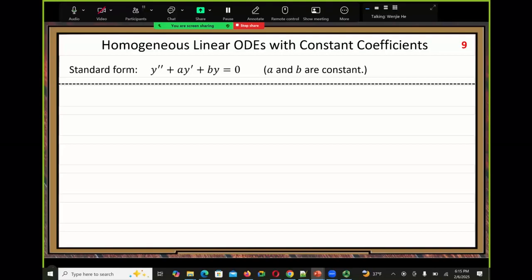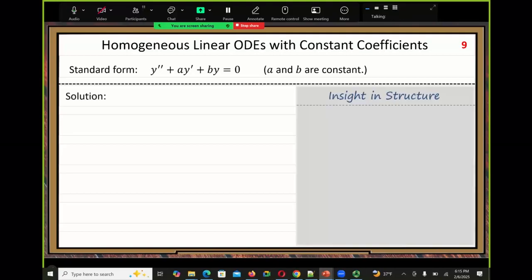To find a solution of this equation, we want to get some insight from what we have learned before. We have some experience we can use here. Let's consider the solution for the first order. This is second order, so if we reduce the order by 1, we consider a first order homogeneous linear equation with constant coefficient. We want to get some useful information from the solution that we know before.